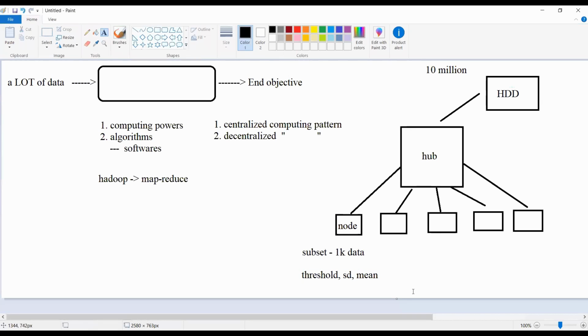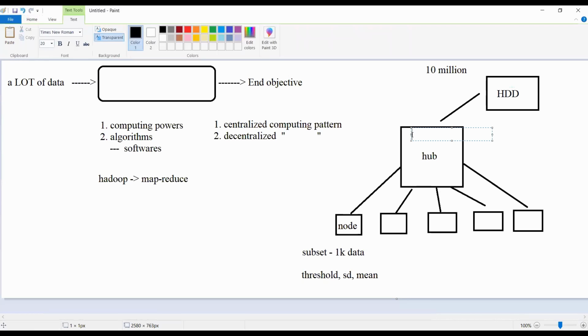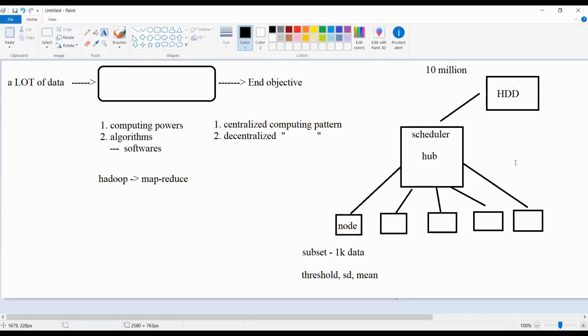Now, from this subset you are actually running your test, and then you are throwing your test on the hub. This hub has got something called a scheduler. The scheduler will be taking every node in a round robin fashion or whatever particular algorithm they are using. There is something called HRU algorithm, LRU algorithm, a lot of algorithms in there. Let's understand in a round robin fashion: node 1, node 2, node 3, node 4, node 5.